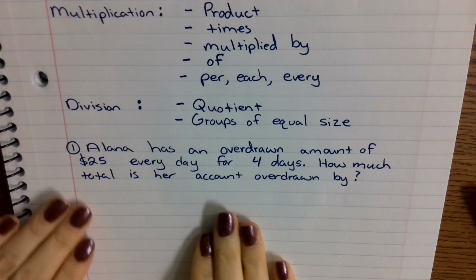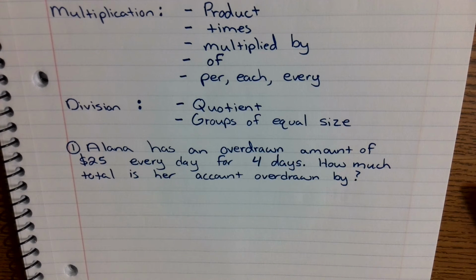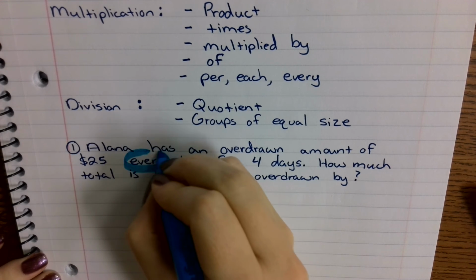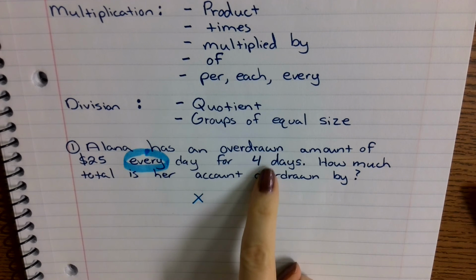So in this situation, who could raise their hand and tell me what operation we are going to do? Multiplication. What word told you multiplication? Every. So remember, per, each, and every represent multiplication. So this right here tells me that I'm going to multiply 2 numbers together. So now let's focus on our numbers. We've got 25 and we've got 4.